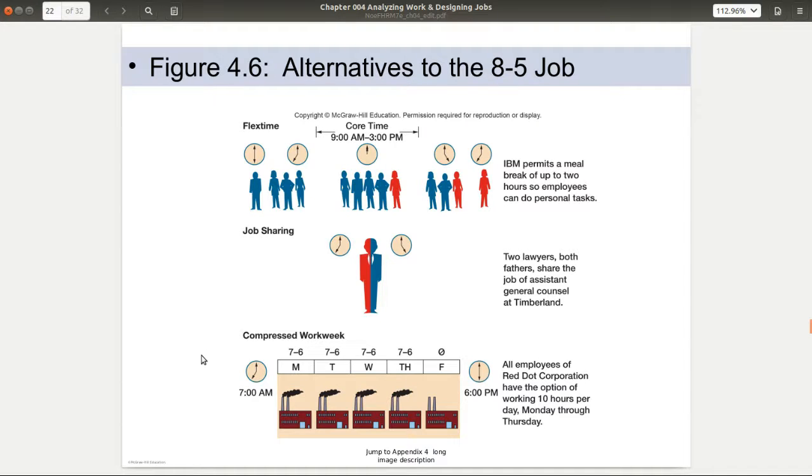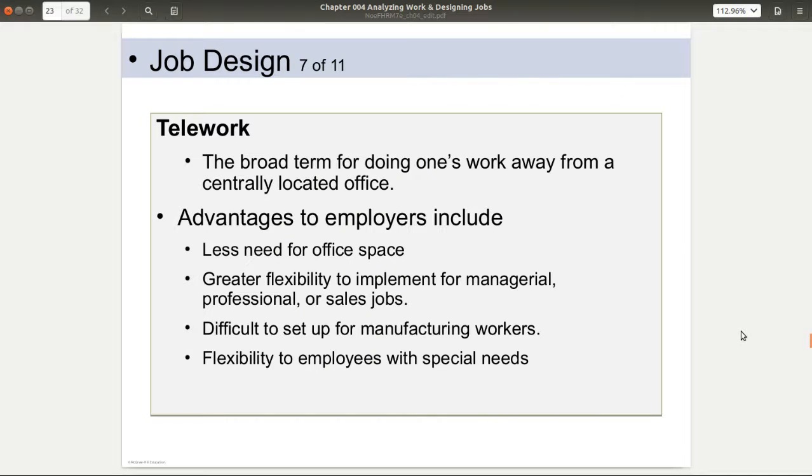Another alternative is the compressed work week. In other words, 4 days, maybe 4 10-hour days or something along those lines can help people stay a little more motivated or at least involved. Gives them more flexibility as far as what they want to do as far as their job is concerned.